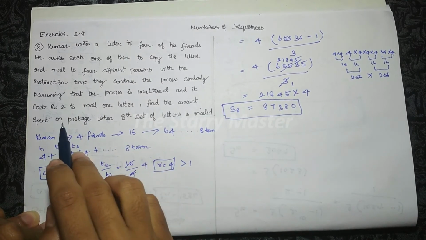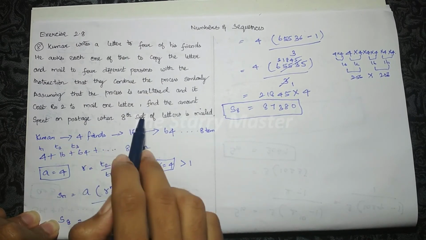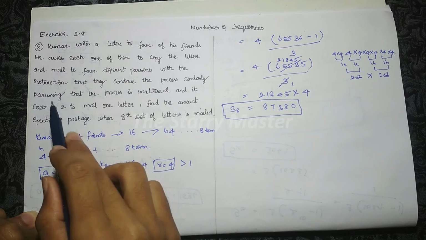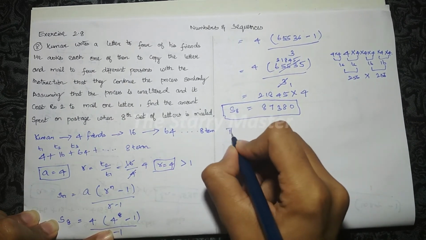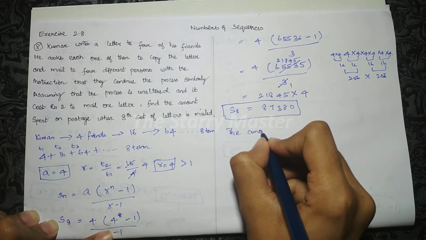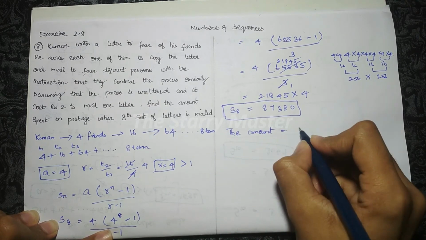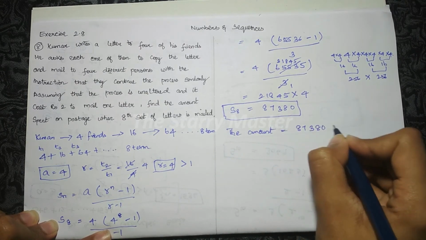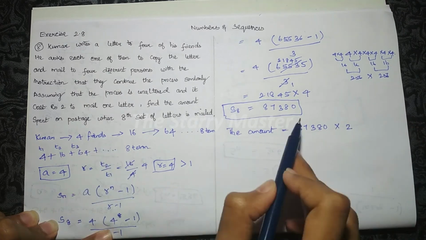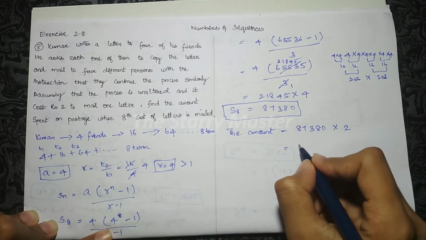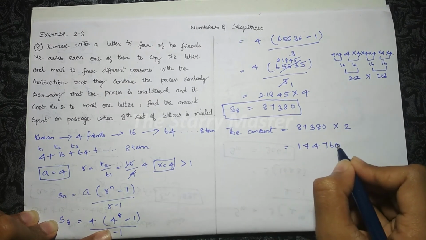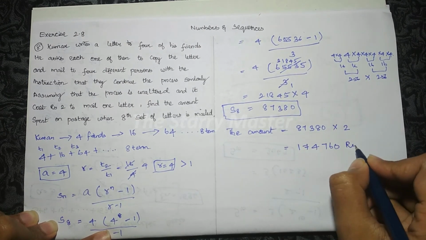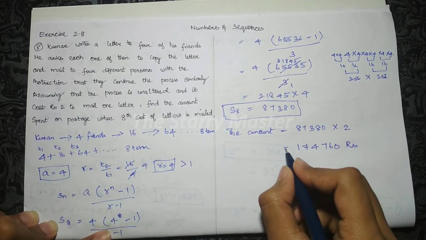Here we need to find the amount spent on postage. Each letter costs rupees 2. So the amount is equal to 87380 into 2, because each costs rupees 2. So we will get 174760 rupees.